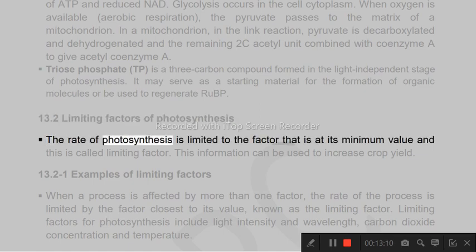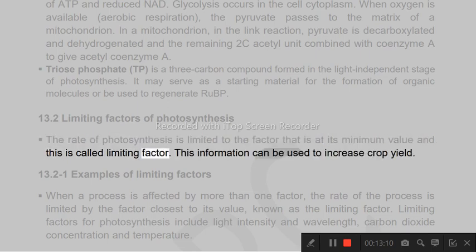The rate of photosynthesis is limited by the factor that is at its minimum value, and this is called the limiting factor. This information can be used to increase crop yield.